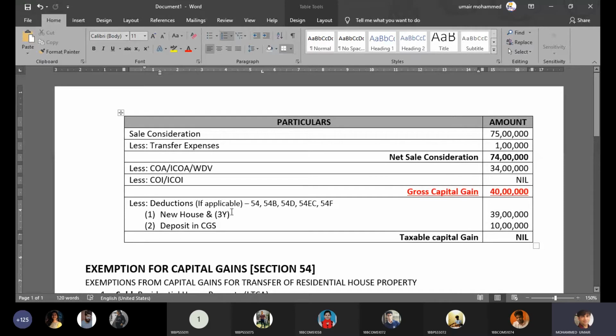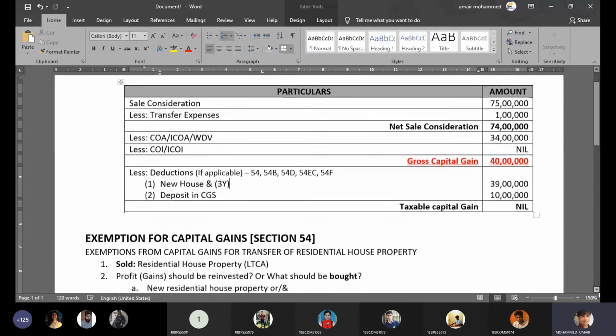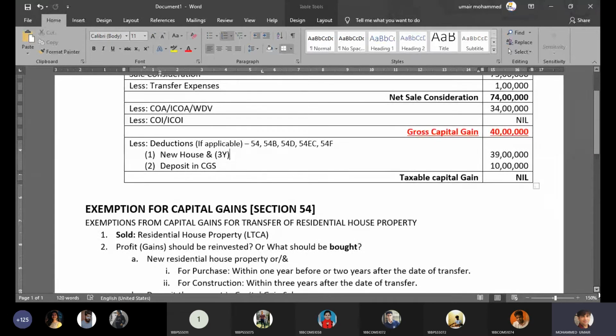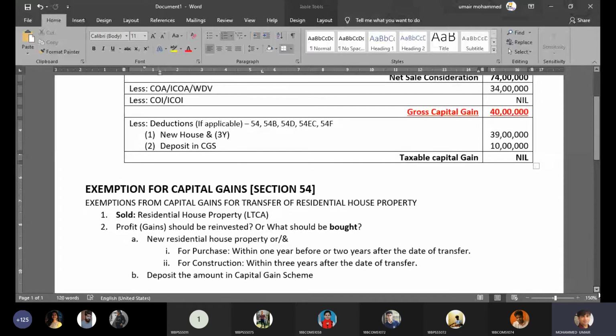In order to acquire a new house, you can either purchase the new house 1 year before the transfer or 2 years after the transfer, or take 3 years for construction from the date of transfer. In case you sell the new house within the 3 years, in the year in which you sell the new house, all the deduction you have claimed in the past will become taxable in the year of sale. So these are some of the provisions of section 54.